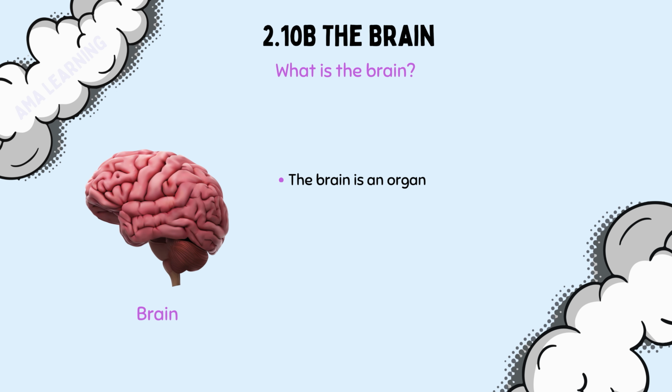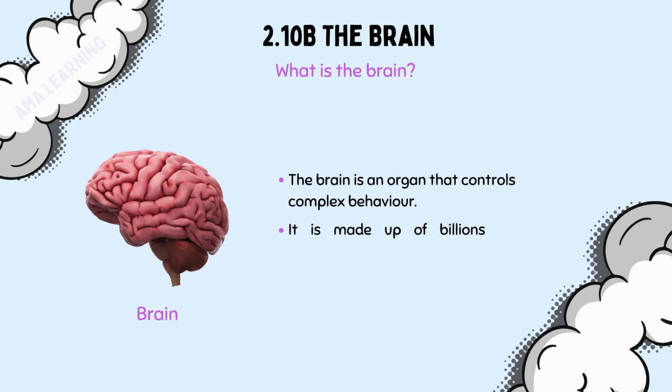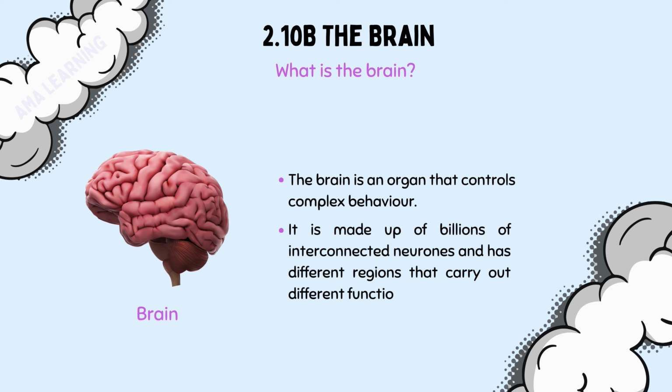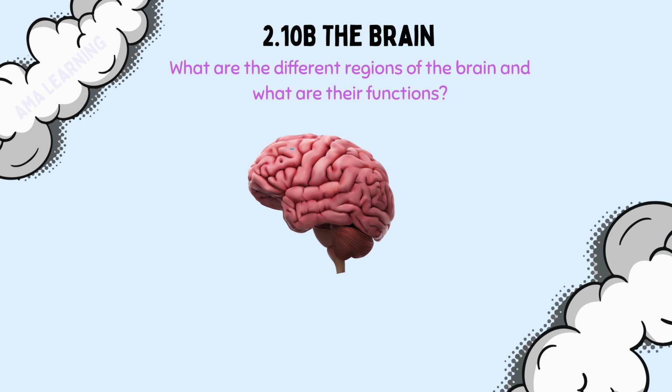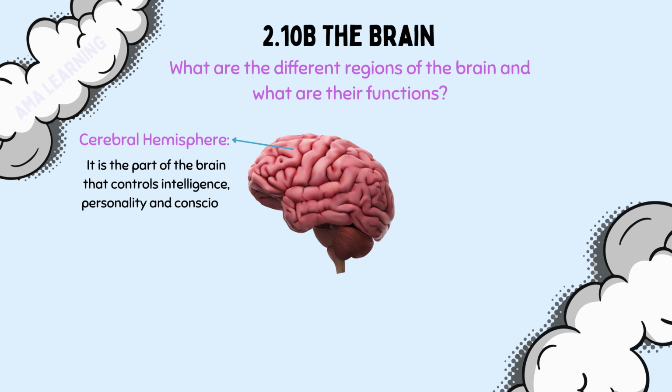The brain is an organ that controls complex behavior. It is made up of billions of interconnected neurons and has different regions that carry out different functions. This is the cerebral hemisphere. It is the part of the brain that controls intelligence, personality, and conscious thought. It is responsible for decision making.